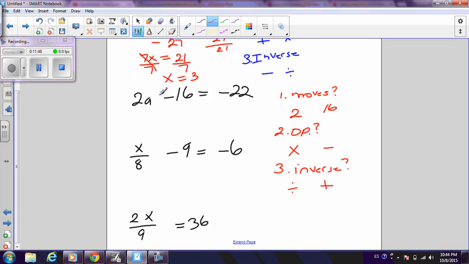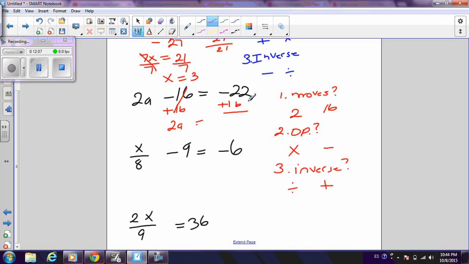Remember, start with a number without a variable. The inverse of subtraction is addition. Add 16. Add 16. Alright, these two cancel. I'm left with 2 times a equals. Alright, let's work that out.